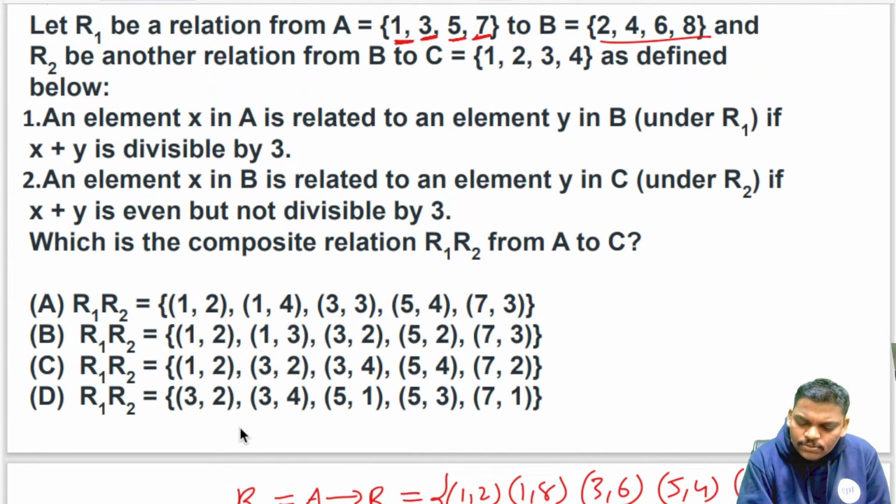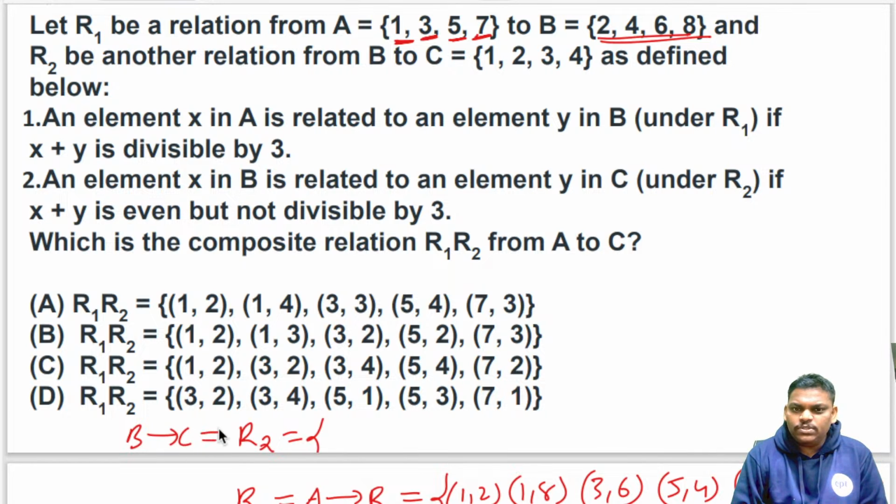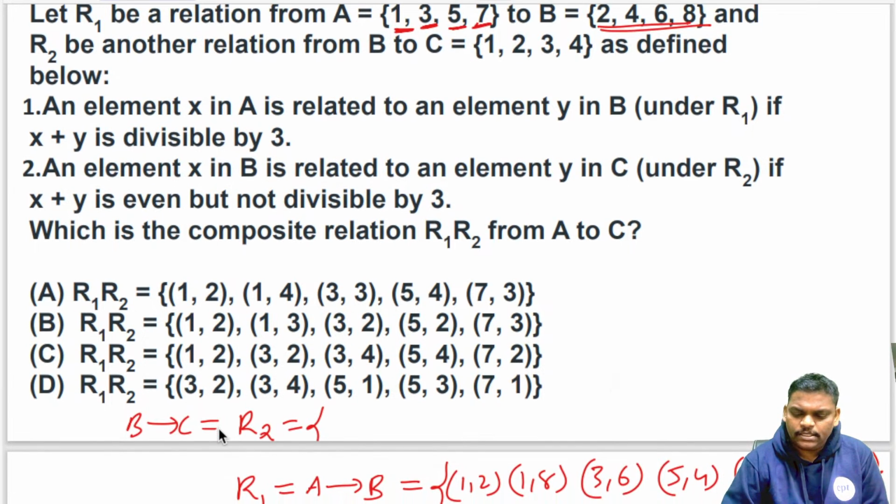Let's go to R2 also. R2 means B to C. Let's start with 2 and 1. And remember, the condition for R2, from B to C, is: if and only if x plus y is even but not divisible by 3. Even but not divisible by 3.